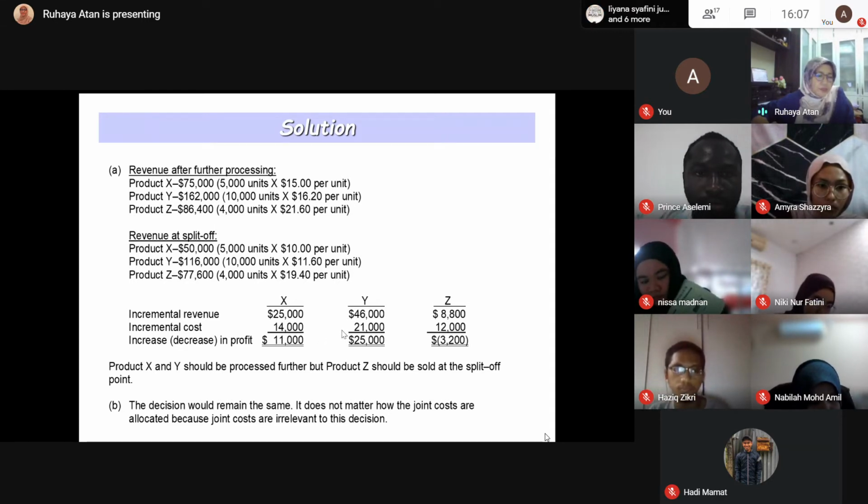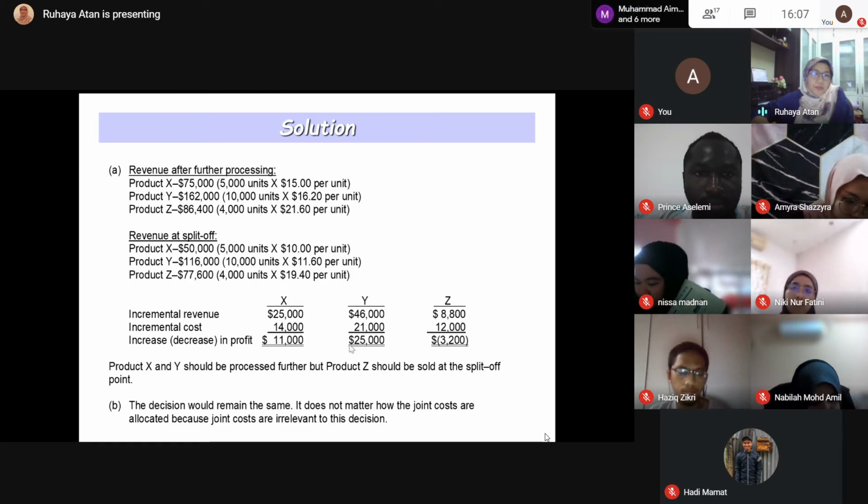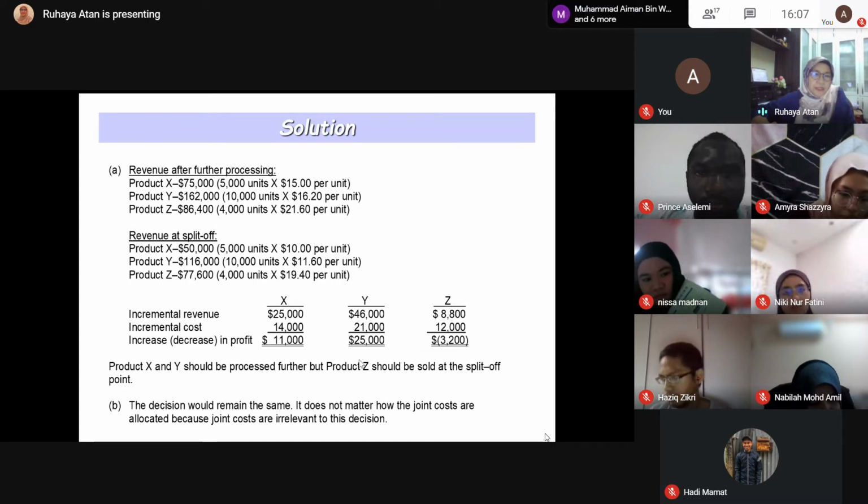What will be the incremental cost? The cost to process further. That is 21,000 for the product Y. So here for product Y, you also have an incremental increase in profit of 25,000.